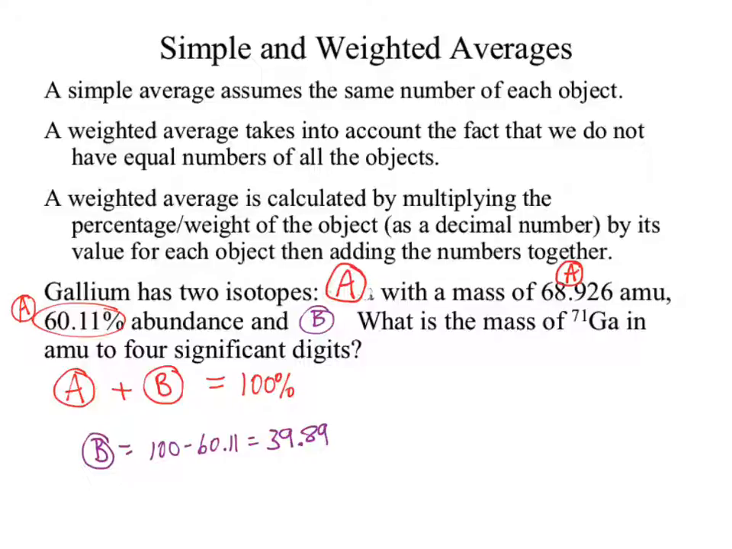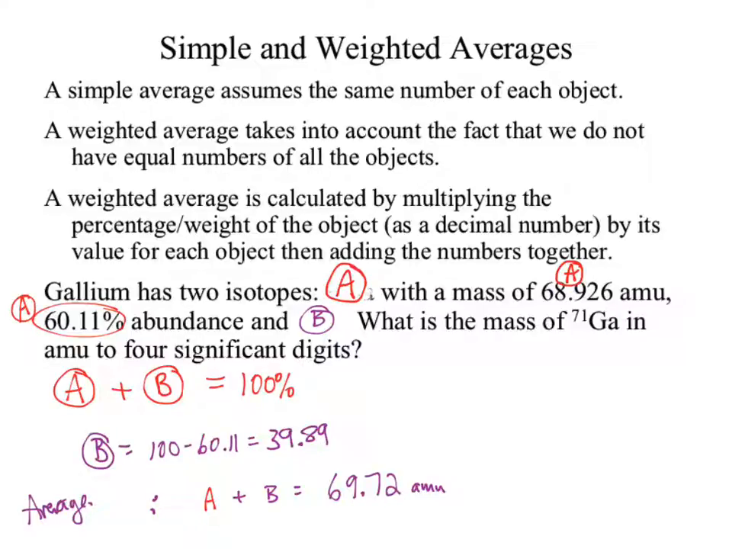The atomic mass, which is the average mass for the isotopes. So if I take A and I average that with B, what does that then have to equal? My atomic mass. What was the atomic mass according to the table? 69.72 AMUs. But this is an average. To take an average, what do you have to do?